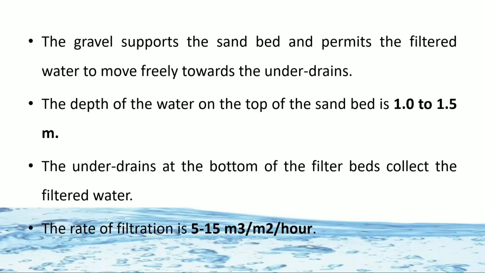The underdrains at the bottom of the filter bed collect the filtered water. Here, the rate of filtration is 5 to 15 cubic meters per square meter per hour. In slow sand filter, this filtration rate was 1 to 4. Here, filtration rate is 5 to 15. So here the filtration rate is more.